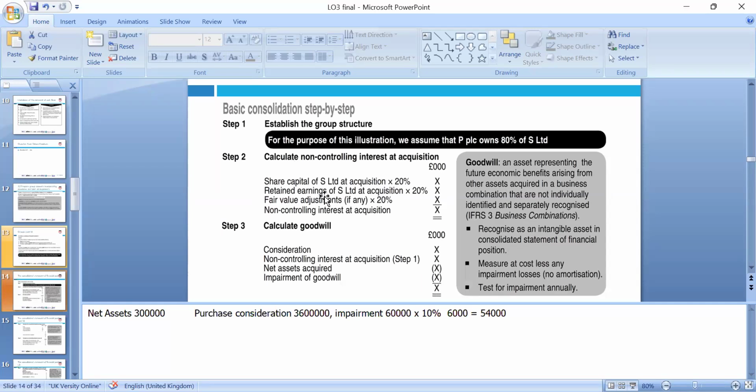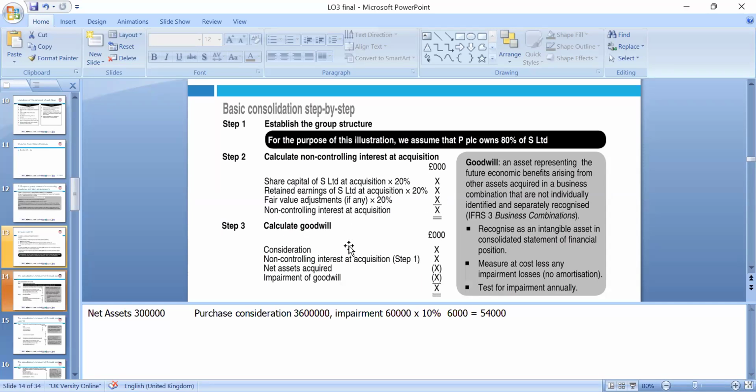Retained earnings means the retained profit, so 20% of that, which you can find from their balance sheet; the figures will be given in the question. For fair value adjustment, if the value of the asset went up, 20% of that is the fair value adjustment. For example, an asset recorded at 100,000 is now 120,000, so 20,000 is the fair value adjustment, times 20%. Add them all, and that will be your 20% non-controlling interest at acquisition.